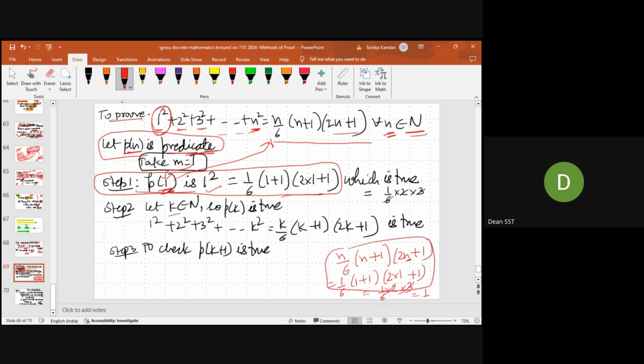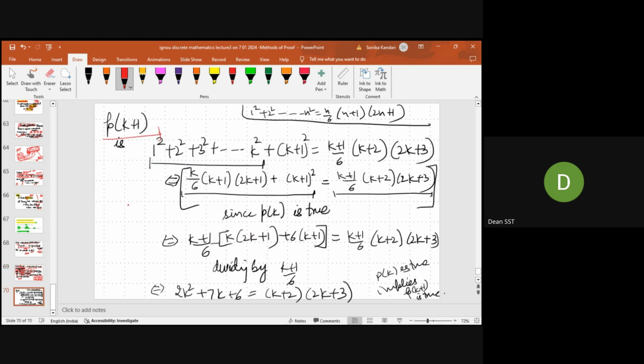Now, for k belonging to N, Pk is true. 1 square plus 2 square plus 3 square up to k square can be represented as, because here we are using k and k is belonging to N, instead of n we can write k: k upon 6, k plus 1, 2k plus 1 is true. For P1 it is true, for k it is true. Now we have to check whether for Pk plus 1, the next value of n, it is true or not.